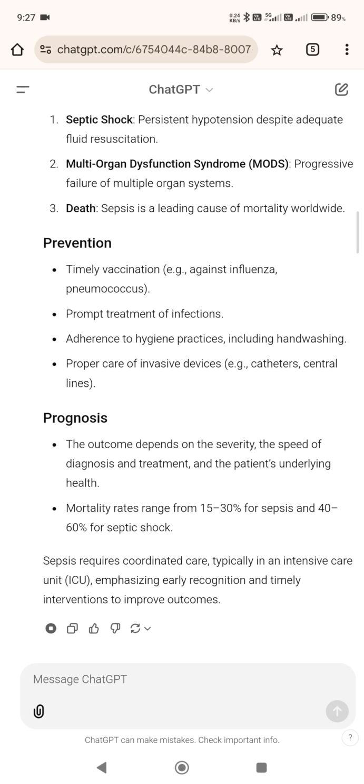health. Mortality rates range from 15 to 30% for sepsis and 40 to 60% for septic shock. Sepsis requires coordinated care, typically in an intensive care unit, ICU, emphasizing early recognition and timely interventions to improve outcomes.